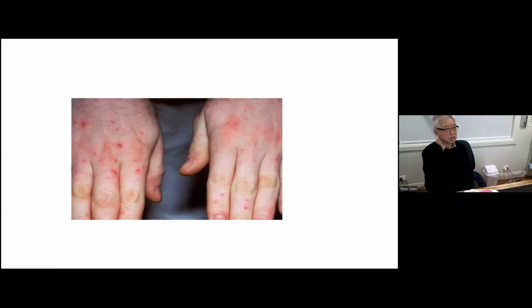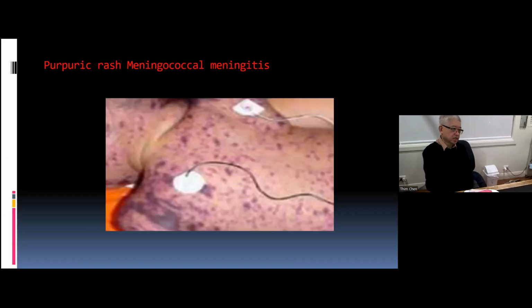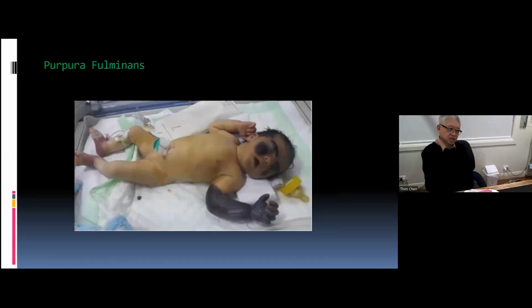And this is early meningitis on the hands. And within a very short time they progress to purpuric spots, and these are of course very late stage. And this is like necrotic gangrenous skin. This is the purpura fulminans, which is seen in the later stages of meningitis.